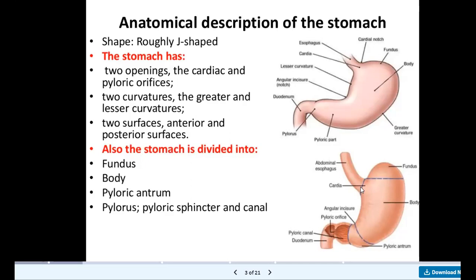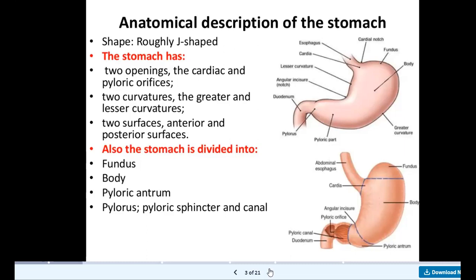And then here we have another little part of the stomach, which is called the cardia, which connects the esophagus and the stomach. Good. Here in this diagram, you see the body, the fundus, you see the pyloric part, pyloric antrum, and then you see the pylorus itself. Now, there is something else you need to know. Here, you see what we call the angular incisure, this angle here.